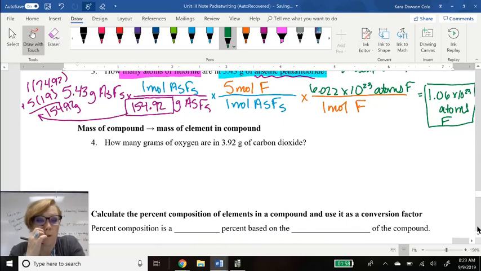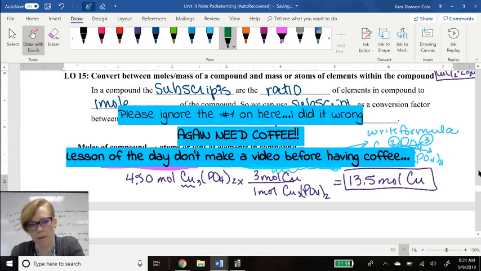We will do number 4 in class. So learning objective 15 was to convert between mass or moles of a compound to mass or atoms of elements within a compound.